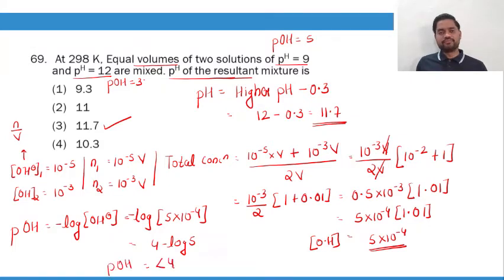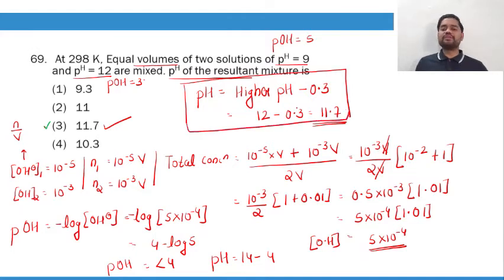So your pOH is less than 4. What will pH be equal to? Can I say 14 minus something less than 4, and the answer will be something like 11.7 or so, right? So that is the right answer. For question number 69, option 3 is the right answer. Got it? Clear? The smallest way is to remember this formula, or this is the way you can calculate if you don't remember it.